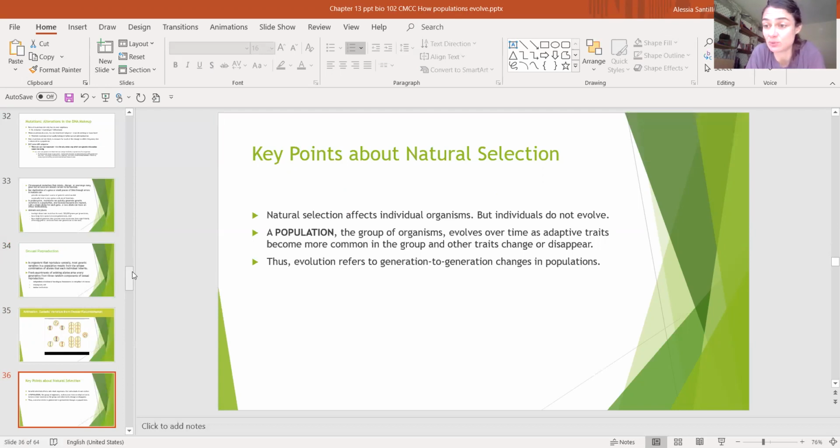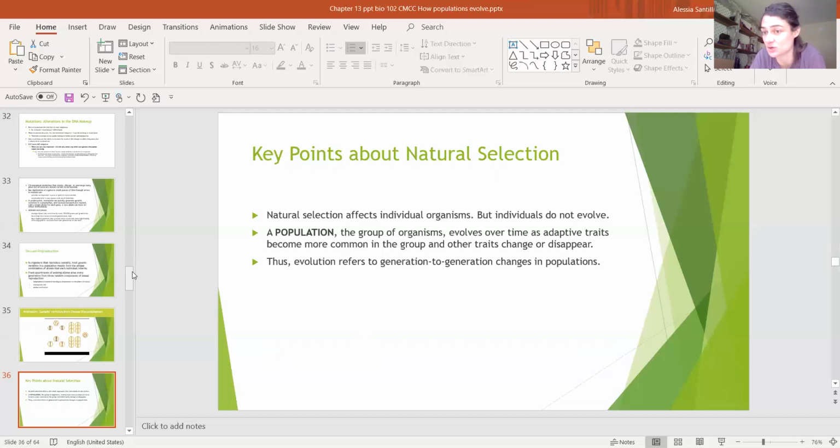Now let's move on and look at some key points about natural selection. Natural selection affects individual organisms, but it's not the individual who evolves, right? I do not evolve throughout my lifetime. I can adapt, but these adaptations, unless they happen in my gametes, do not get passed on to my offspring. So what actually evolves is a population, a group of organisms. It evolves over time as adaptive traits become more common in the group and other traits change or disappear.